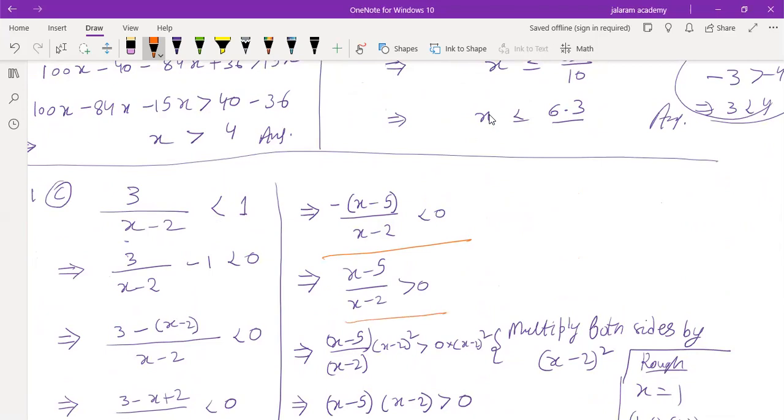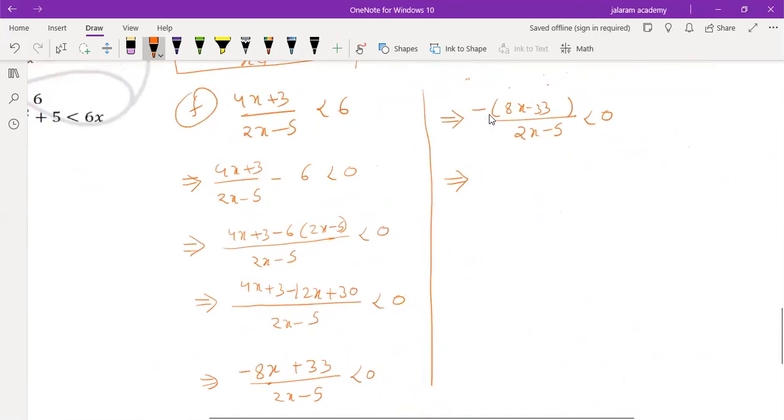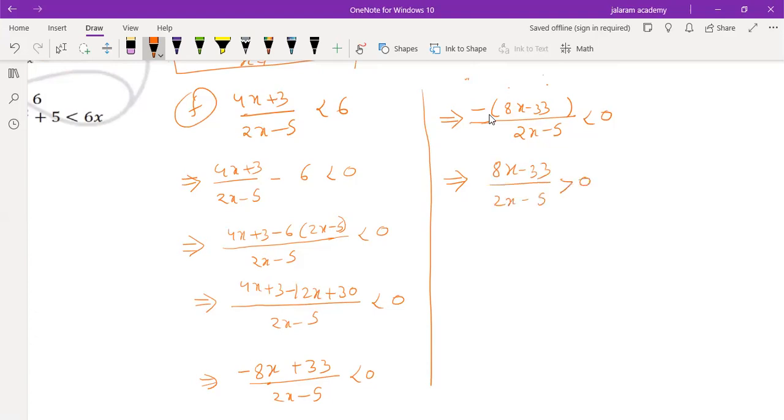Yes, sir. So what will be the next step in this? When we multiply by minus, what happens to the inequality? Sign will be reversed. So what will be the next line? 8x minus 33 upon 2x minus 5 is greater than 0. Okay. And next step.